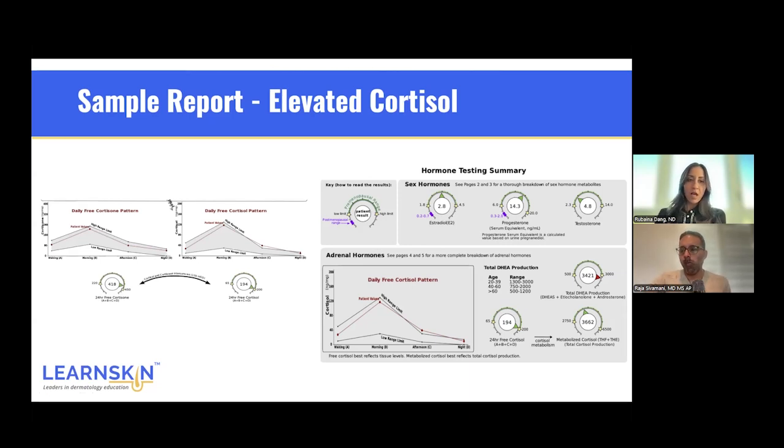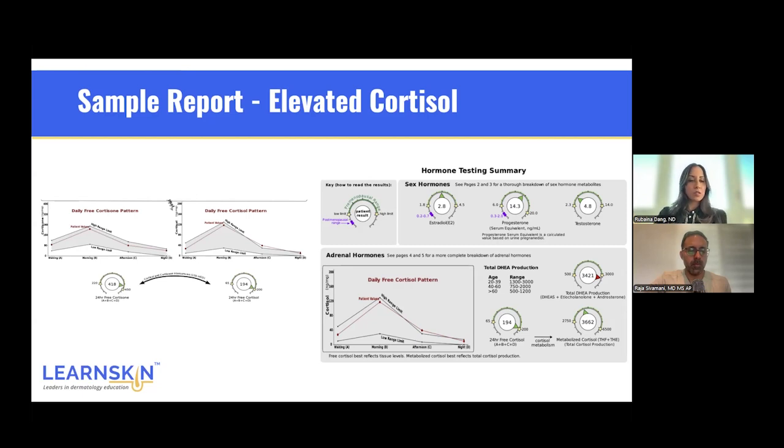So we now look at the left here. I look at the daily free cortisol pattern, and she has a normal healthy waking cortisol. It spikes up. She's kind of hitting the upper high range limit of cortisol. And then her afternoon cortisol is above the normal range. And then her nighttime cortisol is staying pretty high.